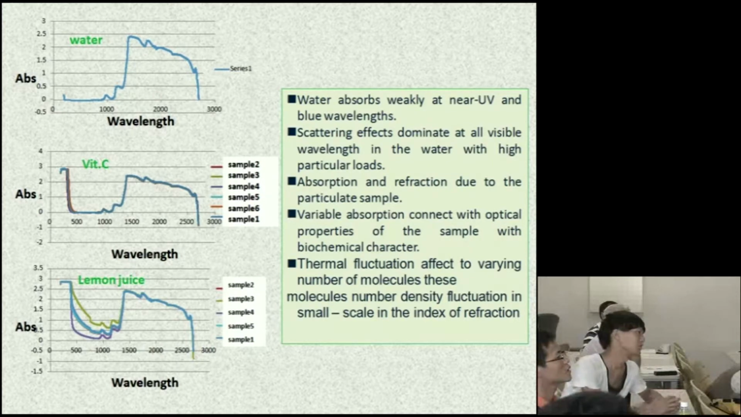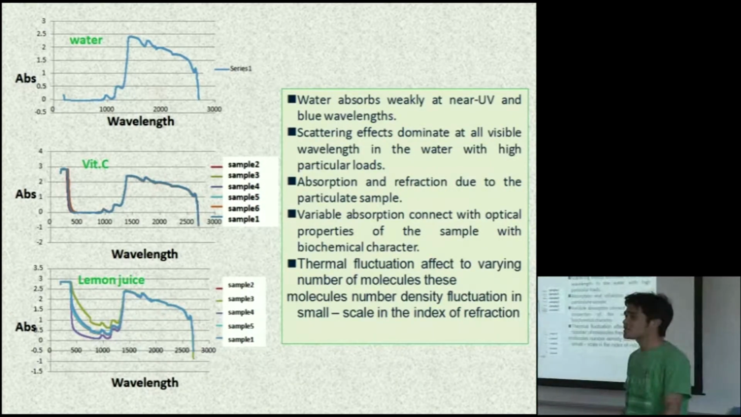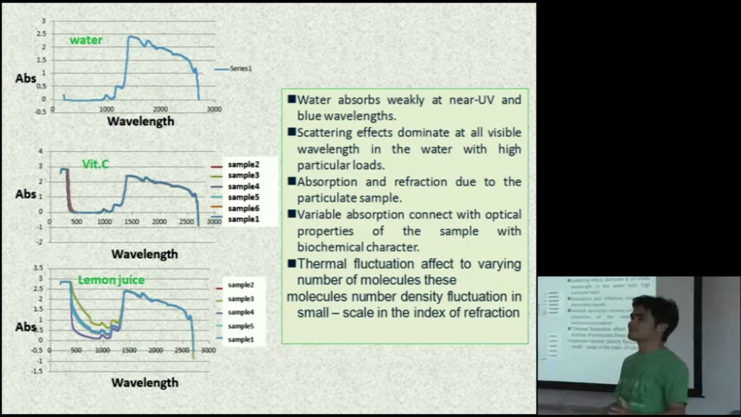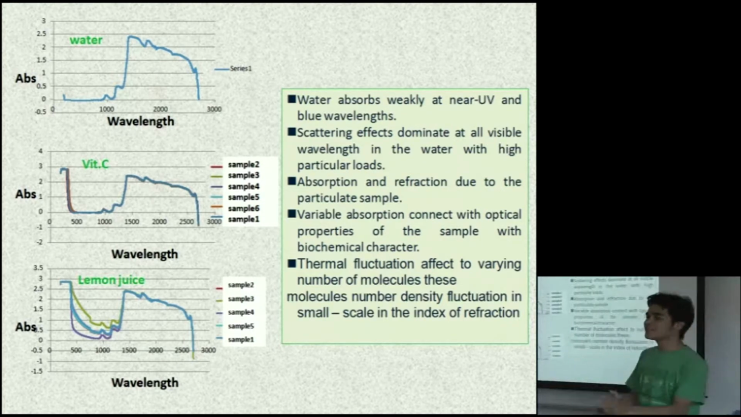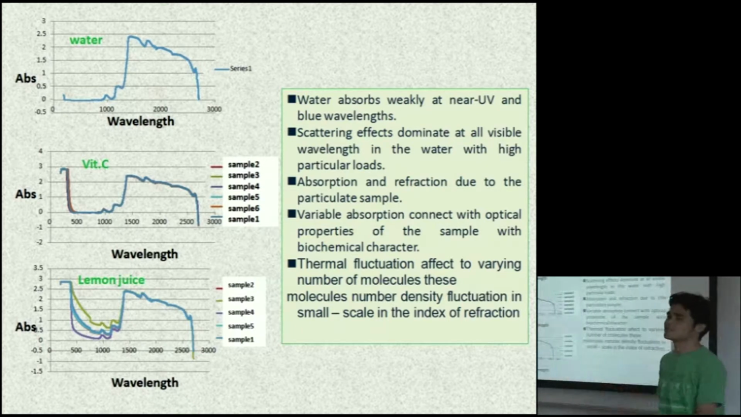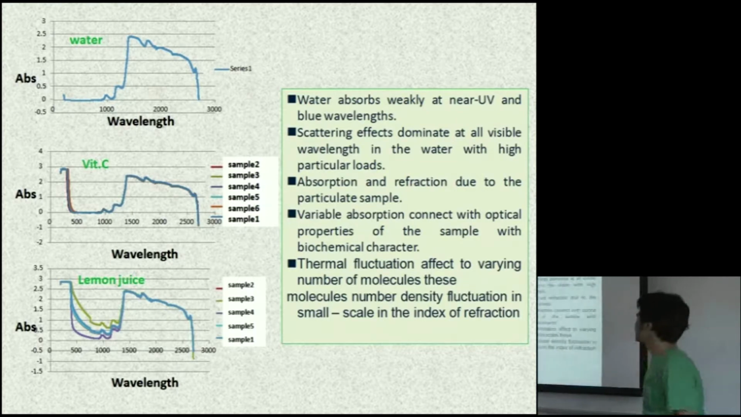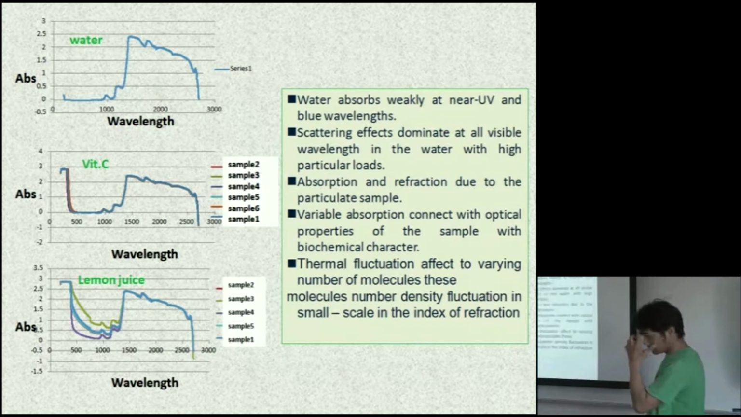Yes, in the visible region, I think this depends on color. The color of juice. I think there are many kinds of color of juice, so that's why there is variation in the visible region because of color, I think. Any other comment? Question?